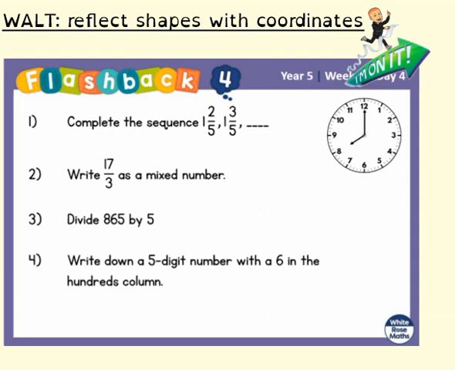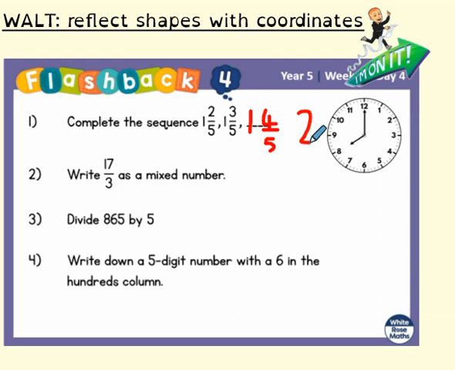Question 1. Complete the sequence. 1 and 2/5, 1 and 3/5. It would be 1 and 4/5. Then it would be 1 and 5/5, which is actually the same as 2 wholes. Then it would be 2 and 1/5, 2 and 2/5, and so on. It would continue. So well done if you did a few more in the sequence. I run out of space, so I'm just going to do the 2. But you're jumping up 1/5 each time.